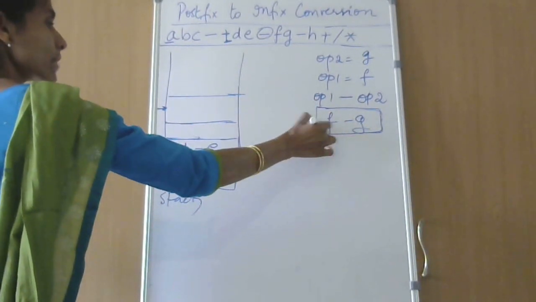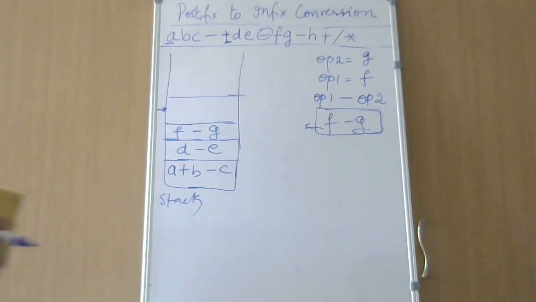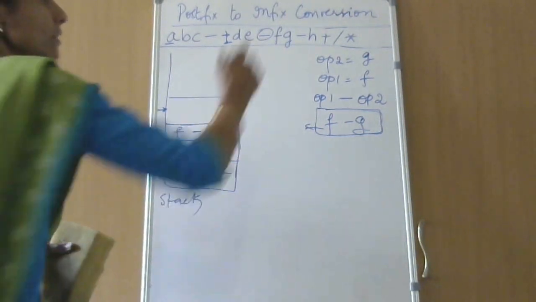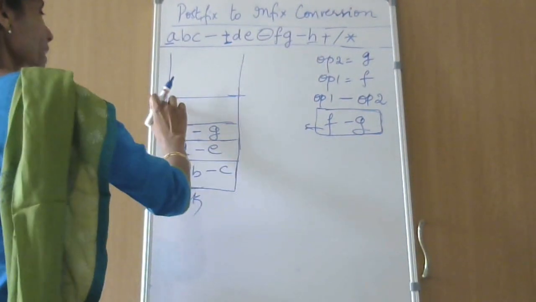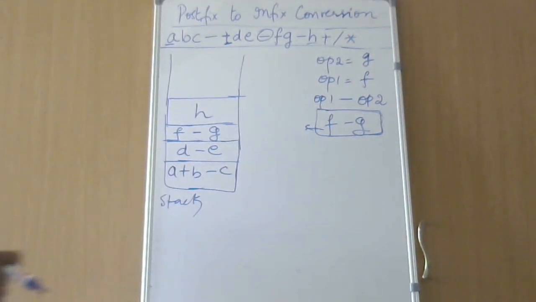This result I will have to push into the stack. So F minus G will come there. I hope I am clear. Next is what? H. Correct? Next character is H. H is an operand. So H will be pushed onto the stack.